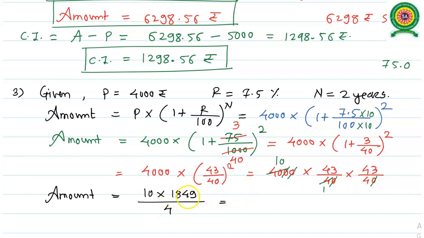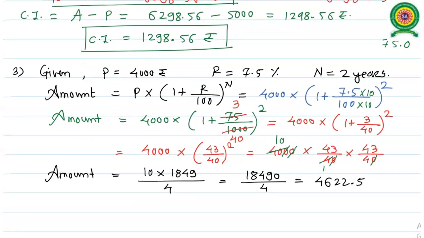Now 1849 into 10 gives 18,490, divided by 4 as it is. Once we divide 18,490 by 4, we get 4,622.5. So the amount at the end of the 2 years is 4,622.5, which means ultimately 4,622 rupees and 50 paise.